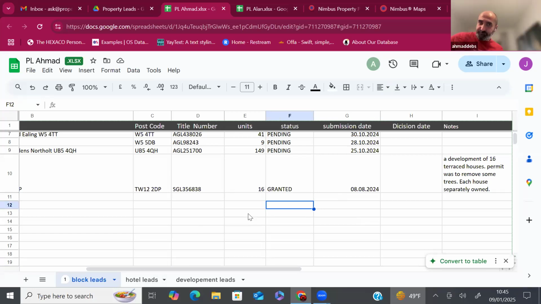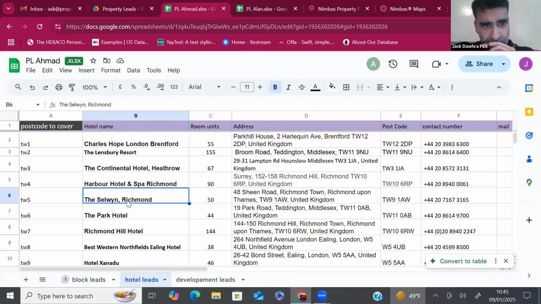Cool. Does anyone have any questions so far? I'm going to carry on with the hotels and the development leads. Okay, looking at the MSS sheet, I'm looking at the hotels. Now let's look at the first one. This is 55 rooms, in Brentford.